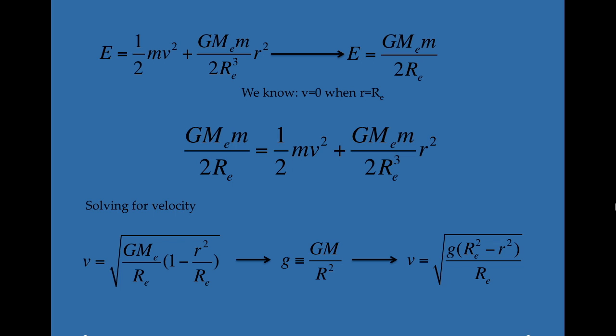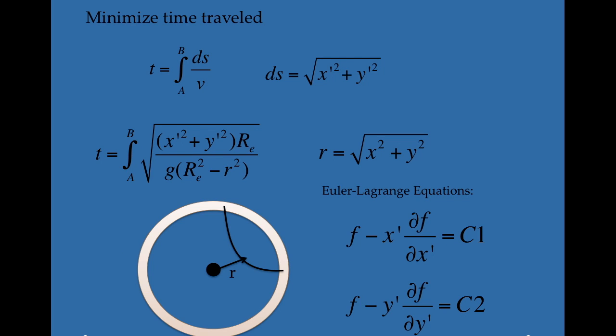After finding potential energy, we can find the total energy of the system. As stated earlier, there is no kinetic energy at the surface. So now we have an equation for total energy and we can solve for our velocity, making the simplification that g is defined as the gravitational constant times the mass of the Earth over the radius squared. As we are looking for the quickest time, we will come back to our time equation, which is defined as the distance traveled along the path divided by the velocity, integrated from point A to point B.